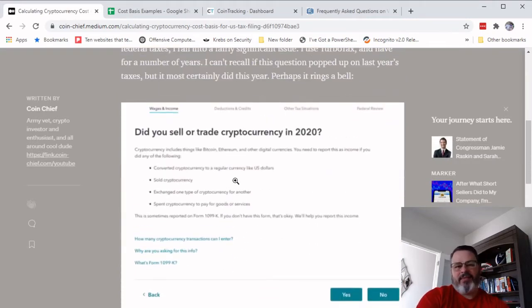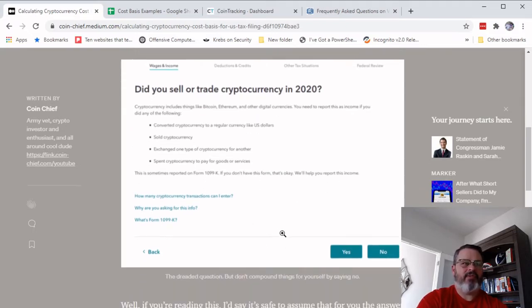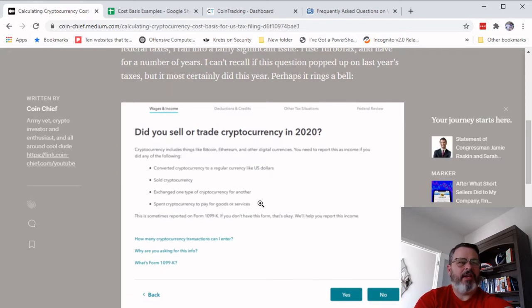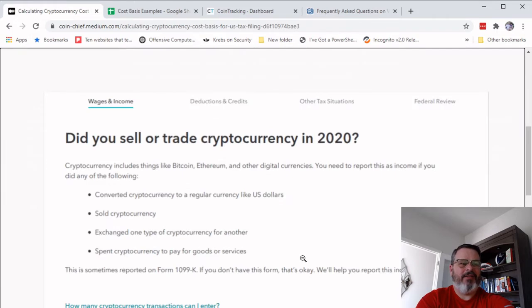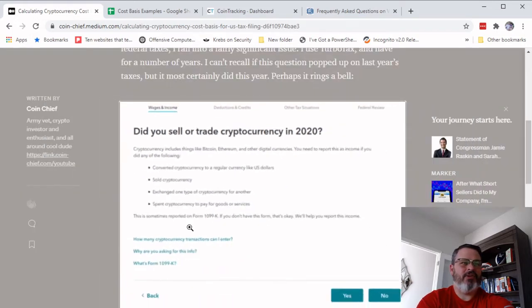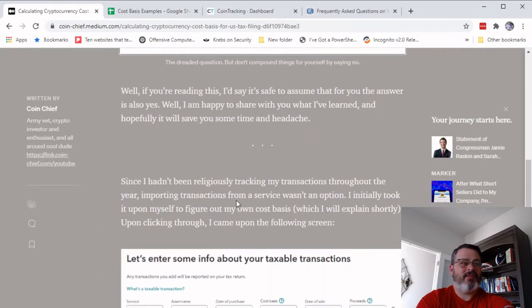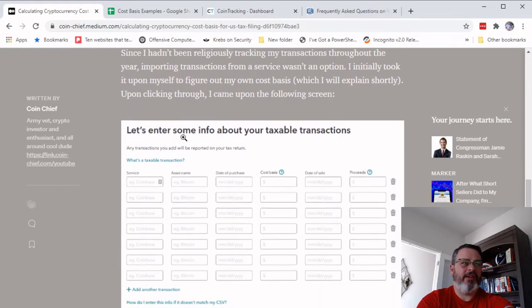I use TurboTax. I know a lot of people probably do. There are probably similar questions on H&R Block and any other similar ones, but there's this part on the income where it says, did you sell or trade cryptocurrency in 2020? Don't say no if you did, because they will get you. I took a little screenshot. So I said yes, and then it takes you to this screen.